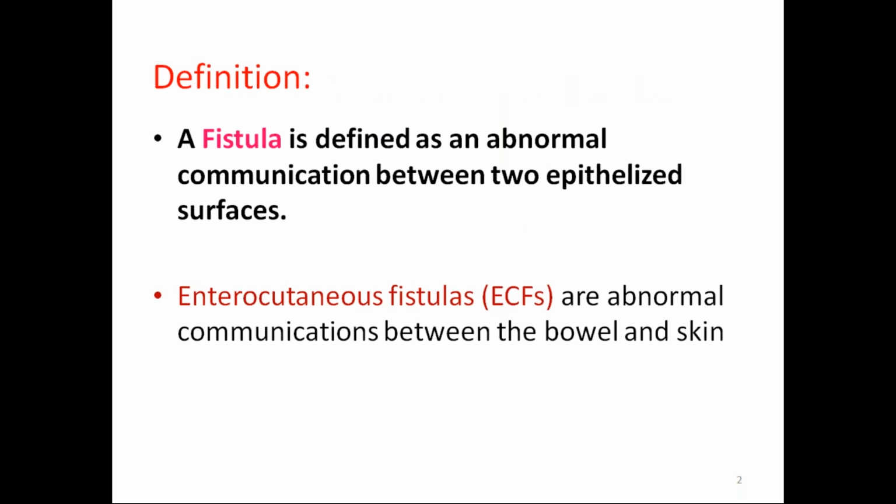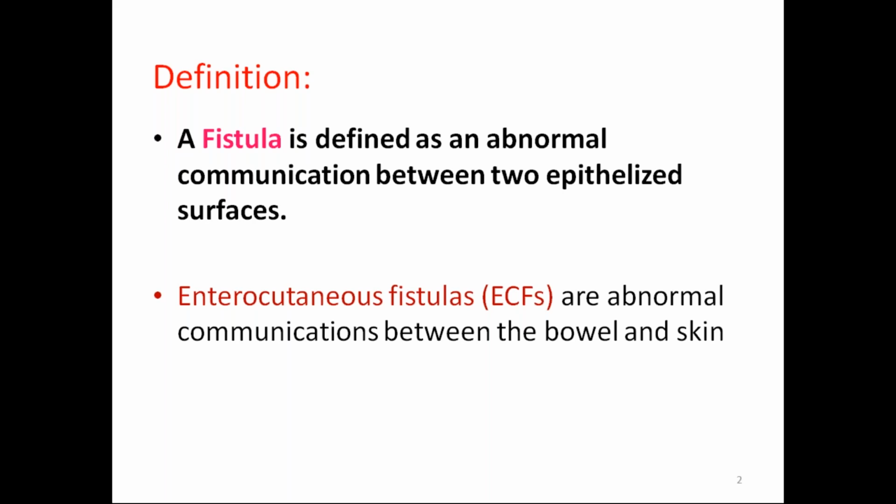So, what is a fistula? In general, we know a fistula is a connection between two surfaces, between two epithelia. It is defined as an abnormal communication between two epithelialized surfaces. So, the opening from one organ to another organ is called a fistula. Enterocutaneous fistula: entero means bowel and cutaneous means skin. So, a connection between the bowel and the skin is called an enterocutaneous fistula.